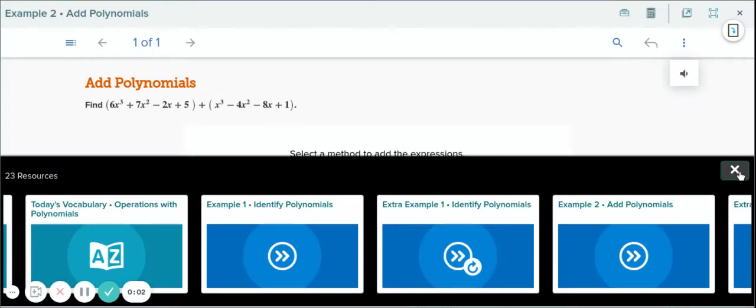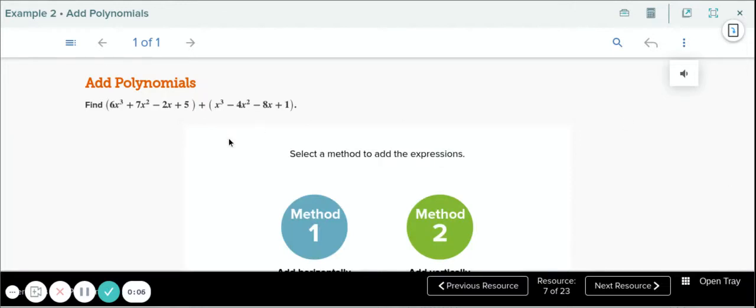All right, I think I'm ready to go now. So we're going to be adding polynomials. Here's our first example.